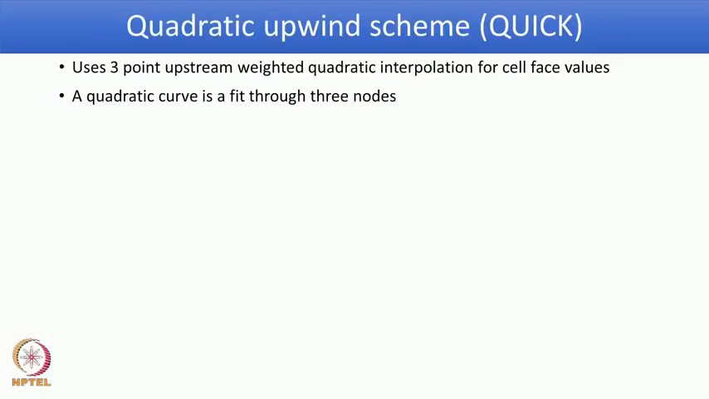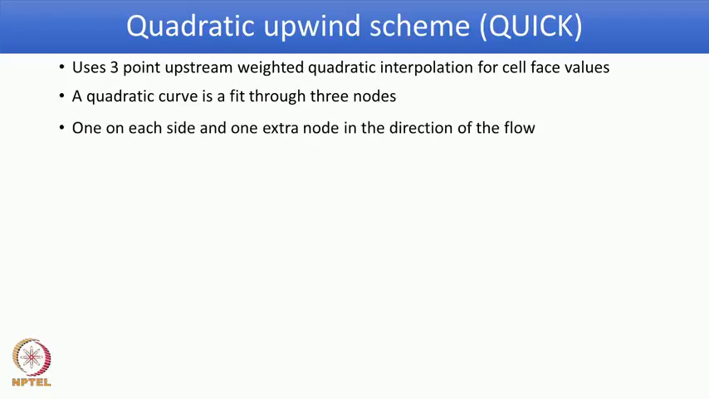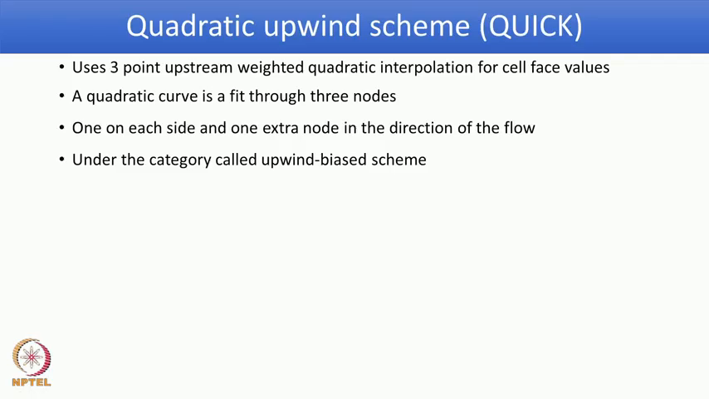A quadratic curve is fit through 3 nodes. Now, how these 3 nodes are chosen is important, one on each side of the face of interest. So, for example, in the case of the west face, for the flow going from left to right, one on each side are node P and node W, and one more node in the direction of the flow. So, if the flow is from left to right, again west of west, that is WW, is the additional node. Okay. We will explain this again.